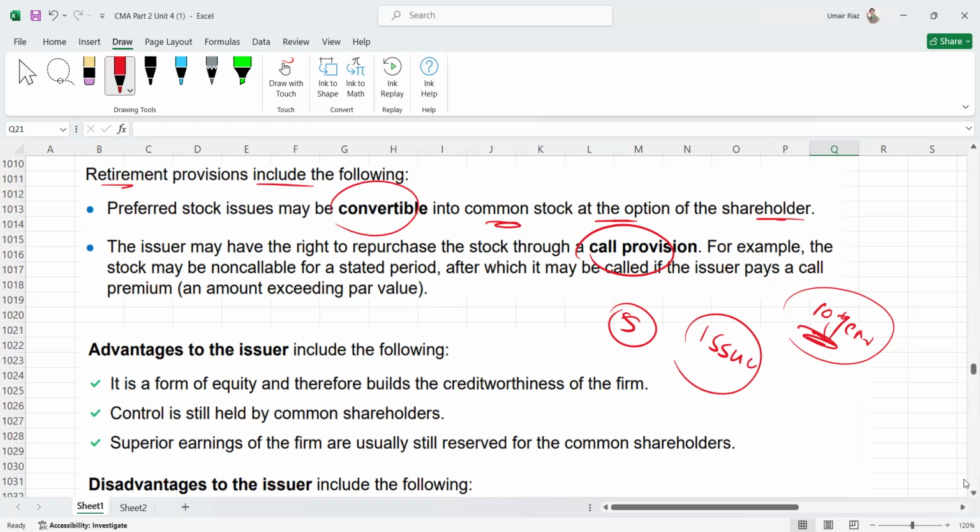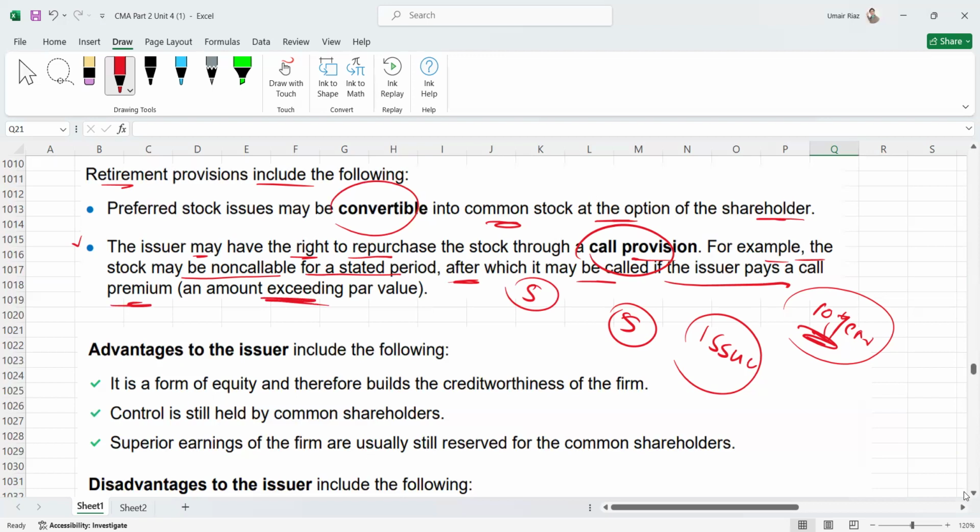This is what is written here. The issuer may have the right to repurchase, meaning we can buy back the stock through a call provision. For example, the stock may be non-callable for a stated period. For example, for 5 years, you cannot call it back. But after these 5 years, it may be called if the issuer pays a call premium. Call premium means some extra amount over and above the par value.